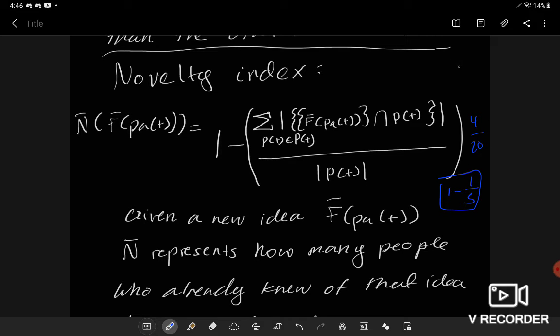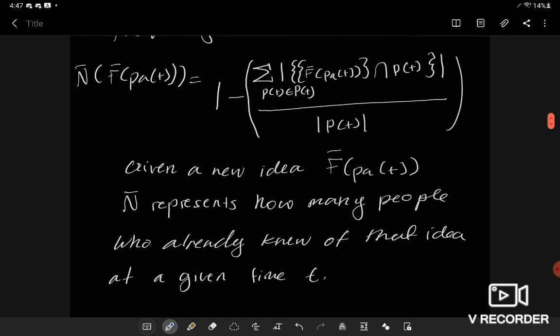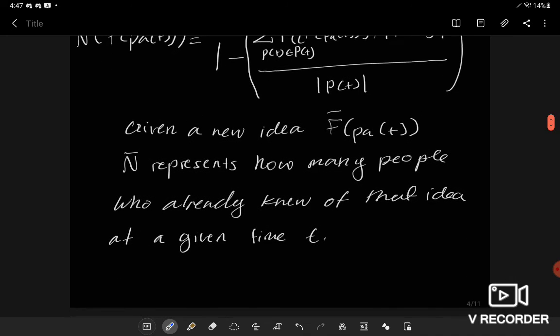The novelty of your idea is going to be higher if there was 1 person out of 20. Or sorry, the ratio is lower if you're the only person in the system that has that idea. So that's what the novelty index measures: how unique your idea is.